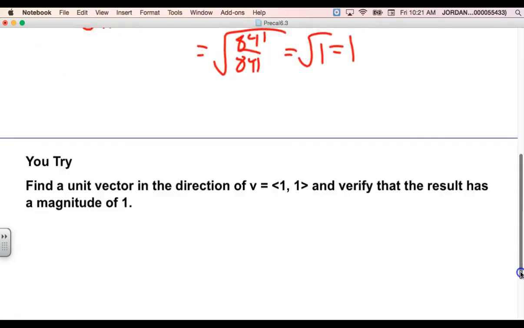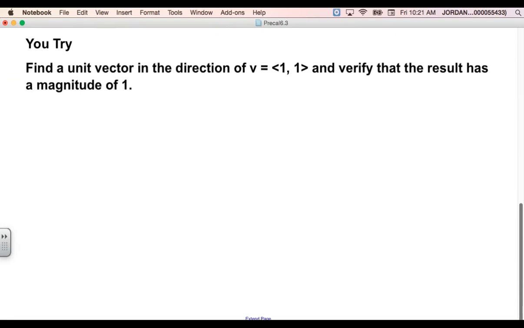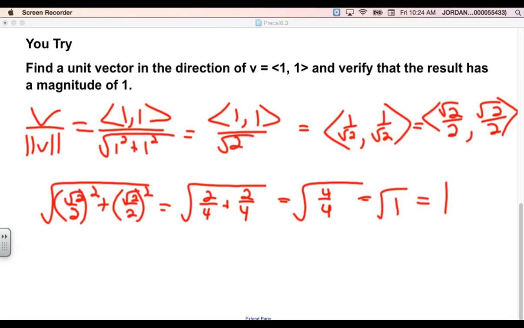All right, so you guys try this one. See if you can find a unit vector for the vector 1, 1, and then use your formula to verify that it does have a magnitude of 1. To do this unit vector, we're going to take the vector 1, 1 and divide it by the square root of 1 squared plus 1 squared, because that's how we find its magnitude. When we divide that, we get the square root of 2, so 1 over square root of 2 and 1 over square root of 2. Push your square root to the top and leave a 2 on the bottom. So your unit vector is the square root of 2 over 2, square root of 2 over 2.